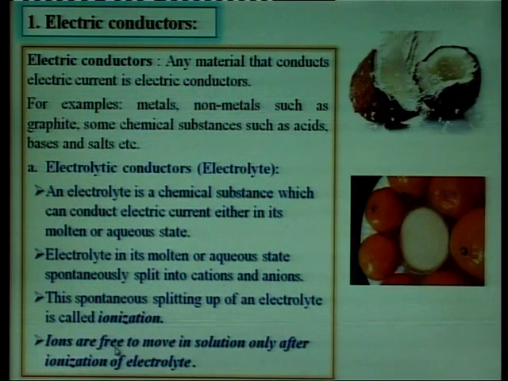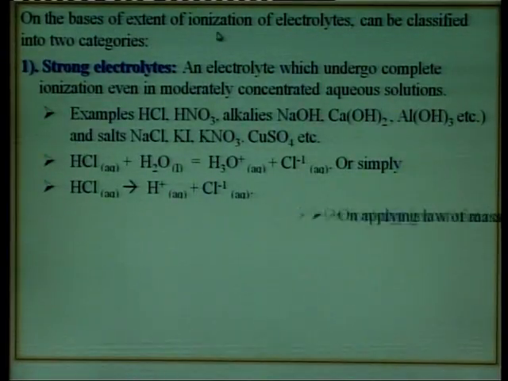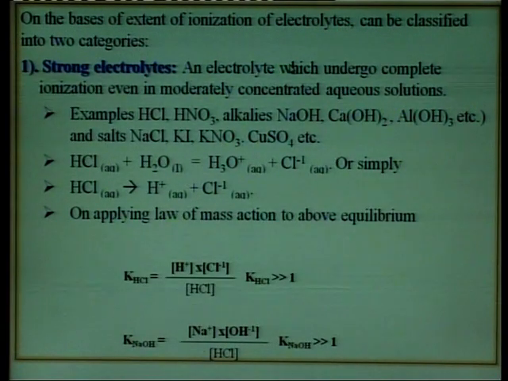Ions are free to move in solution only after ionization of the electrolyte. If you take an electrolyte in solid form, it may not dissociate because the ions' positions are fixed in the crystal lattice, hence they are not free to move. But when you take it in the molten or aqueous state, the ions are freed from their lattice points and start moving. Therefore, on the basis of the extent of ionization, we can have two categories.